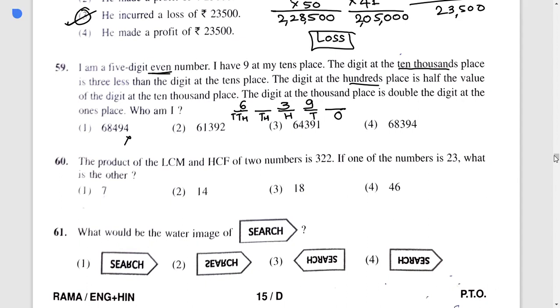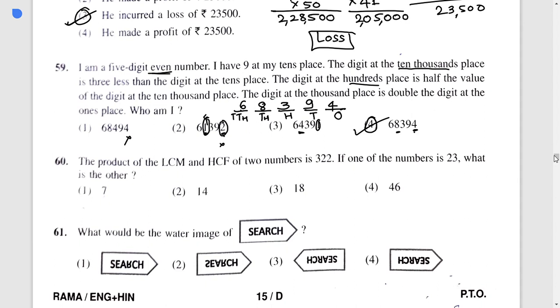639, this is not correct. Here 2 is given, here 1 is given. So 2 is not double of 1, here it should be 4. So this is also not correct. This is also not correct. So this one is correct because at the ones place 4 is there, at the thousands place 8 is there. So this suits. If it is 4 here, it will be double at the thousands place. So option 4 is the right answer here.